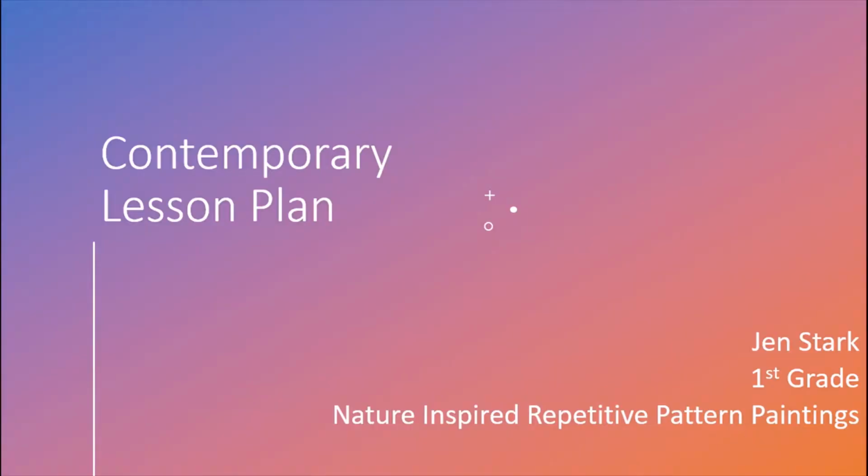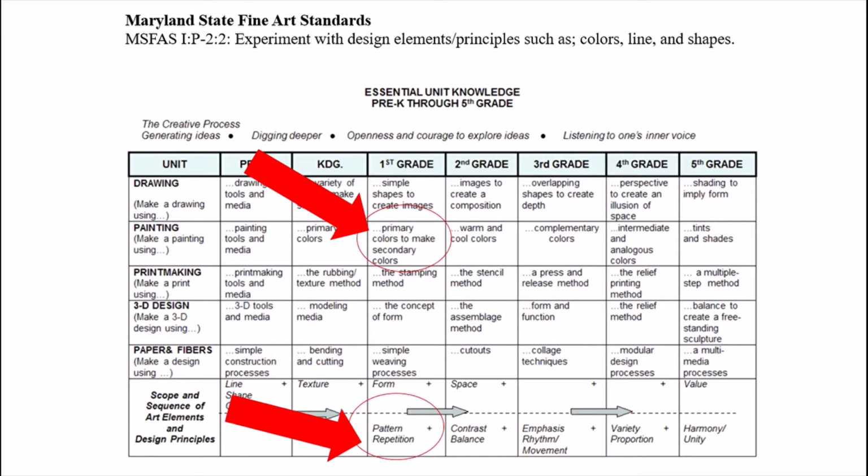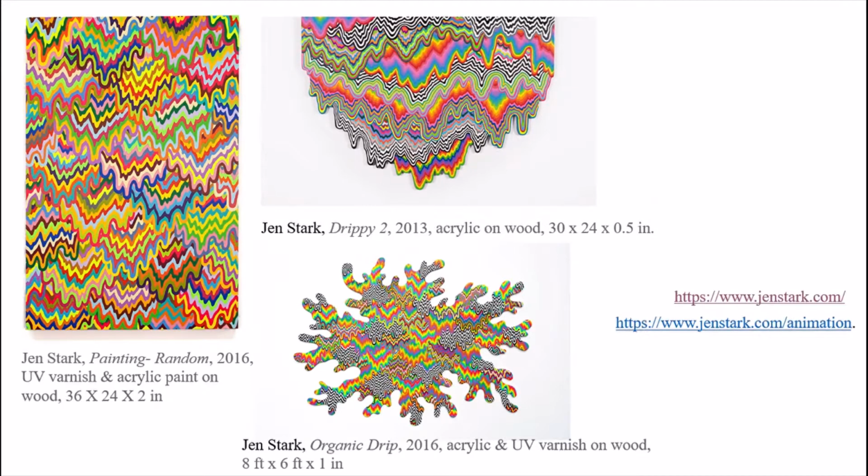So here's some things I'm going to do for my lesson on Jen Stark with first grade. First, I have aligned this lesson plan with Maryland State Fine Arts Standards, where first graders will be experimenting with elements and principles of design. I also have this essential unit knowledge chart that my county uses and specifies that in first grade we should be using primary and secondary colors for painting, and we should be learning about pattern and repetition. So Jen Stark fits in perfectly.